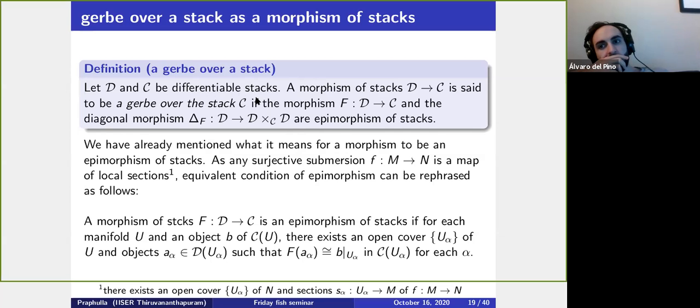So now, as I said before, if I start with the Lie group point extension, then the associated morphism of stacks is an epimorphism. So it satisfies the first condition. So for the second, if I want to prove that every Lie group point extension gives a gerbe, I need to make sure that the diagonal morphism is also an epimorphism of stacks.